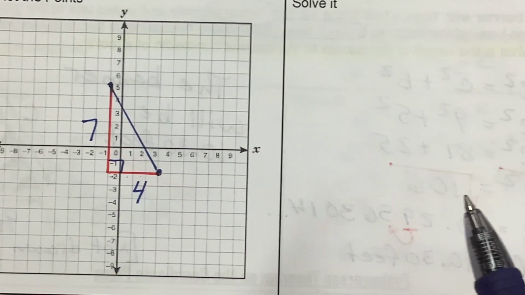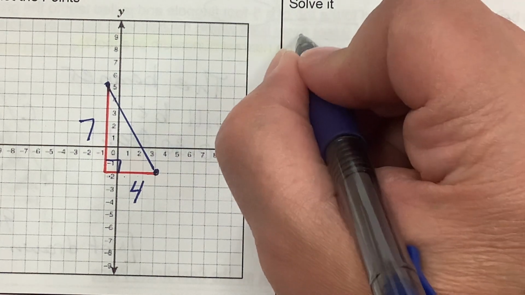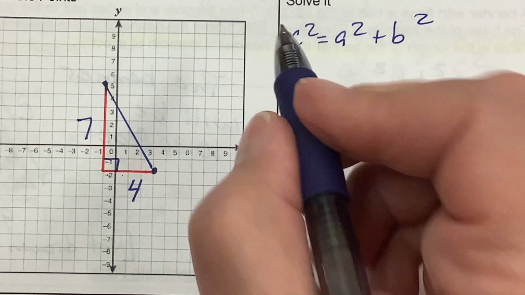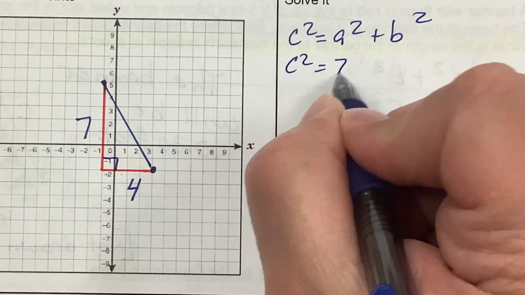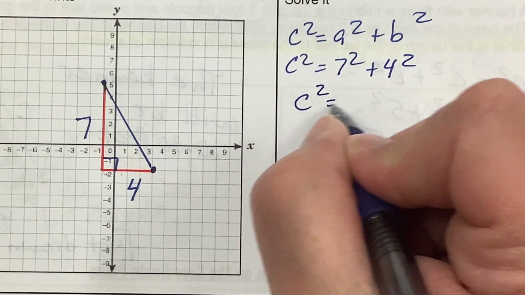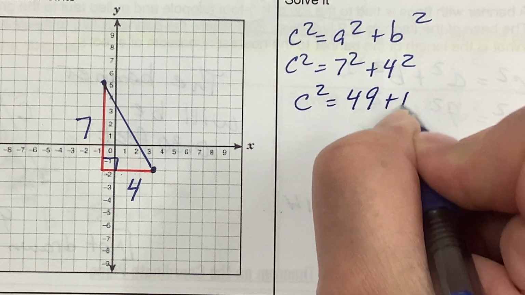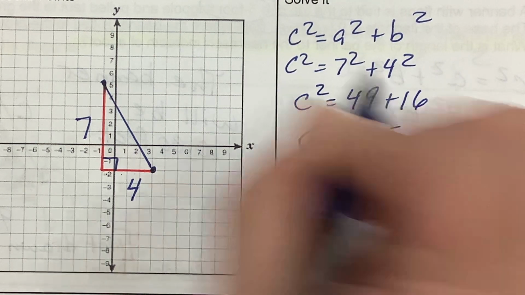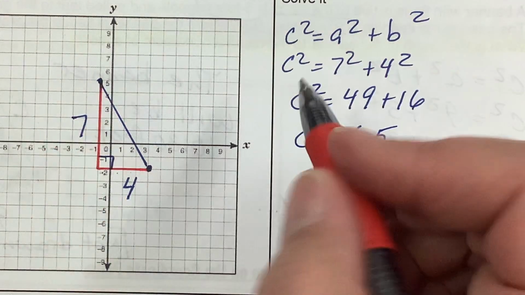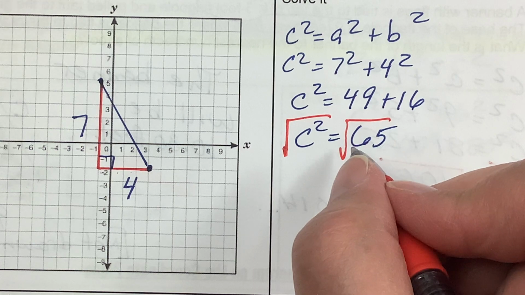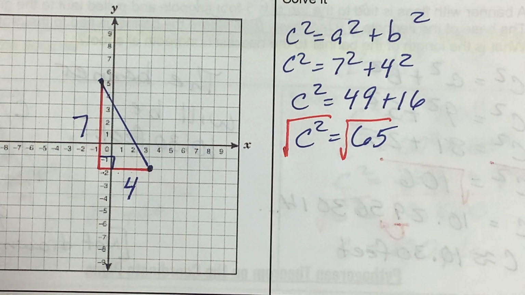So now I can come over here. C squared equals A squared plus B squared. C squared equals 7 squared plus 4 squared. C squared equals 49 plus 16. C squared equals 65. And that's no good. I have to go back and square root both sides of that. And what's the square root of 65? I don't know. I'll put it in my calculator.